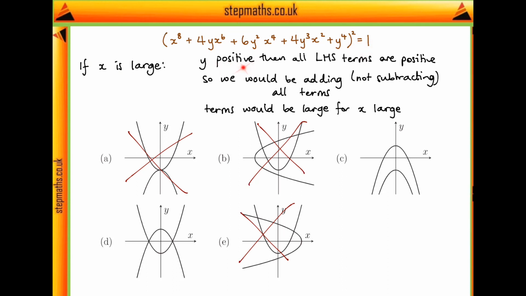So we get a contradiction if we assume that y is positive, so this graph cannot work, and we're left with C.